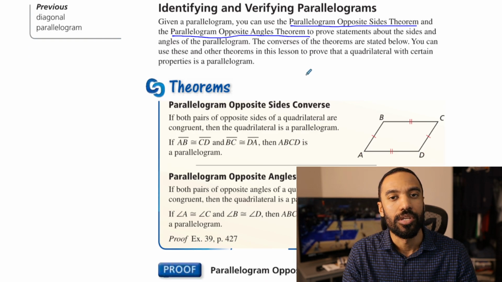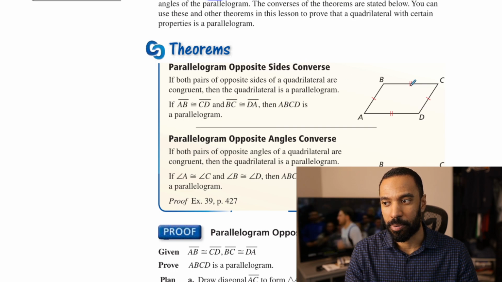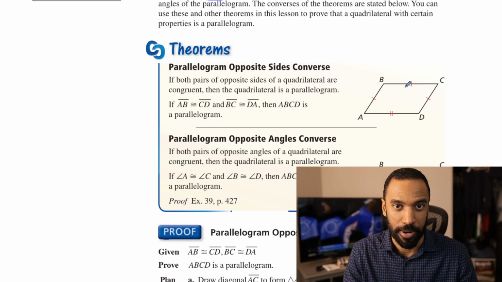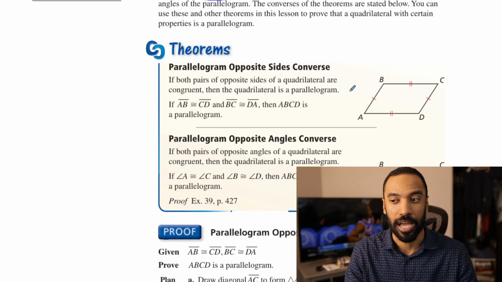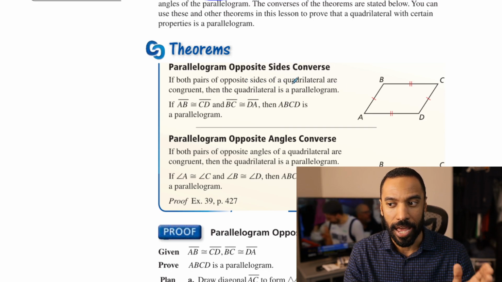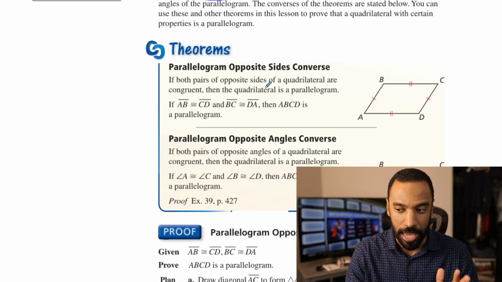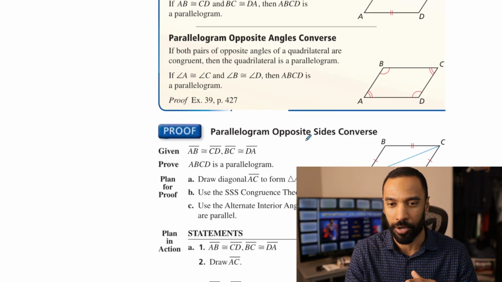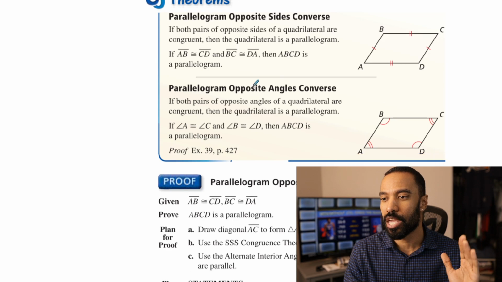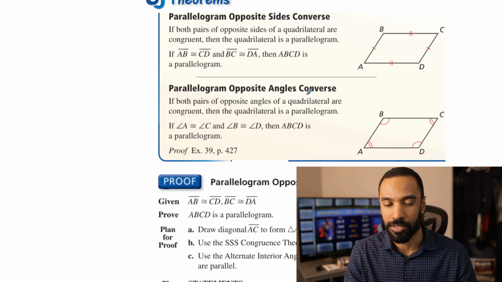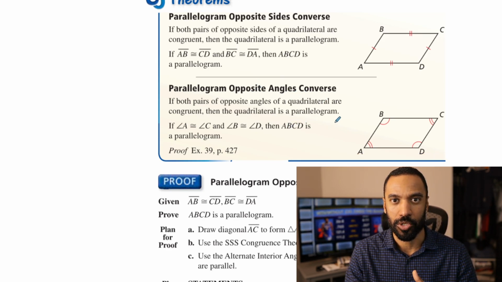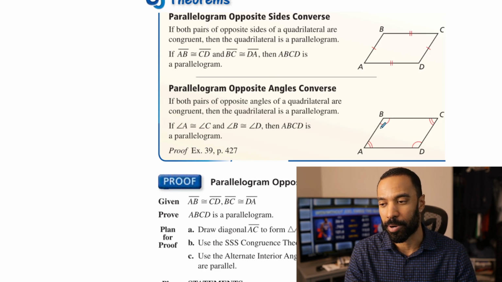If a quadrilateral is a parallelogram, then opposite sides are congruent. The converse states, if in a quadrilateral both sets of opposite sides are congruent, then it is a parallelogram. This can be proven. I assume down below they're going to prove it. We'll take a look at that. The same is true of the opposite angles. If the opposite angles are congruent in a quadrilateral, then that quadrilateral is a parallelogram.